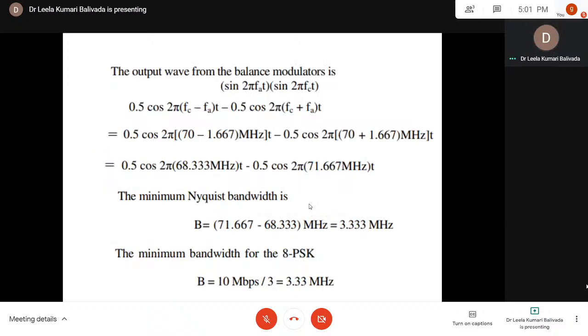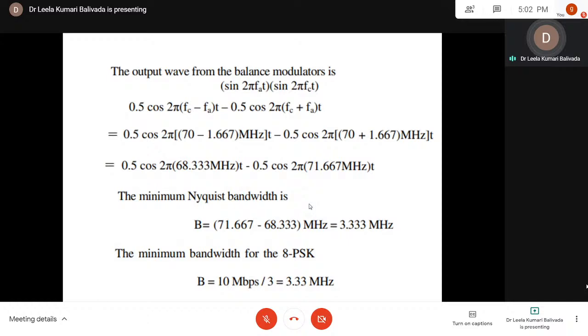Now the output waveform of the balanced modulator. So again the same: sine 2 pi Fa T, sine 2 pi Fc T, which is represented as 0.5 cos 2 pi (Fc minus Fa) T minus 0.5 cos 2 pi (Fc plus Fa) T, where Fc is 70 MHz and Fa is 1.667, the fundamental frequency. So this is equal to 0.5 cos 2 pi (68.333 MHz) T minus 0.5 cos 2 pi (71.667 MHz) T.